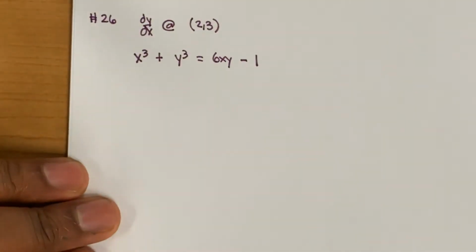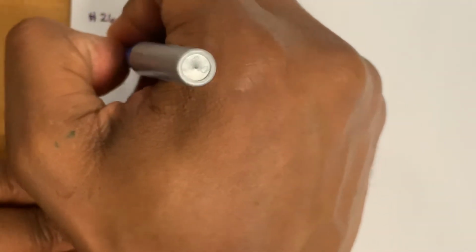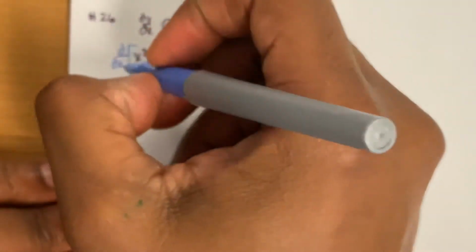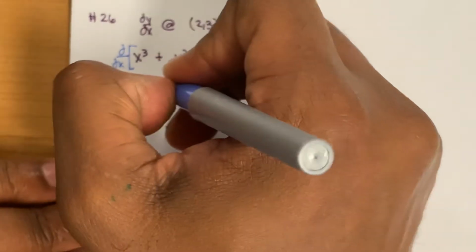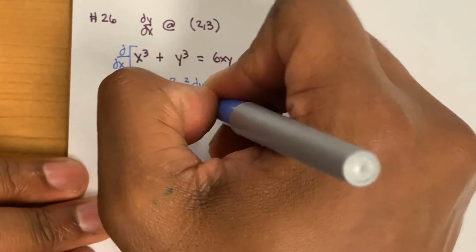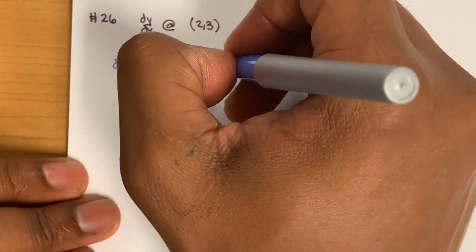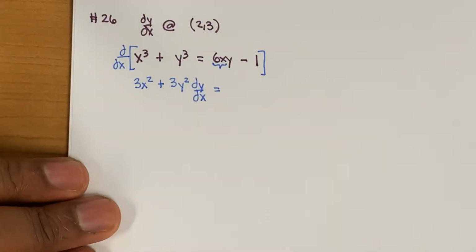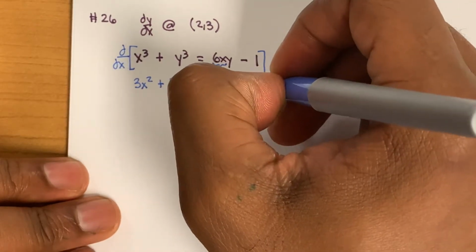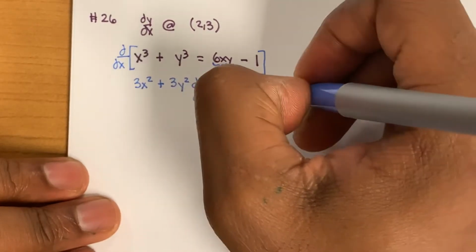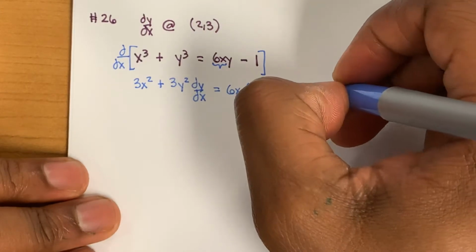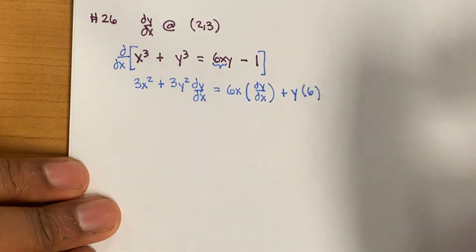So when we do our derivative, we're going to include a derivative operator. So we get d over dx. And that would give us 3x squared plus 3y squared dy over dx equals product rule. So consider the 6x one term and the y a different term. So we would have 6x times the derivative of y, which is dy over dx, plus y times the derivative of 6x, which is 6, and the derivative of negative 1 is 0.